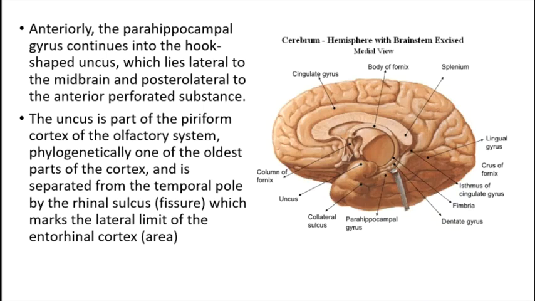So be very attentive there. And it is separated from the temporal pole by the rhinal sulcus or fissure, which marks the lateral limit of the entorhinal cortex. See, this is the uncus and this is the anterior part of the temporal lobe. They are separated from each other through this thin strip, this thin sulcus, which is called the rhinal sulcus. Why? Because this area is called the entorhinal cortex.